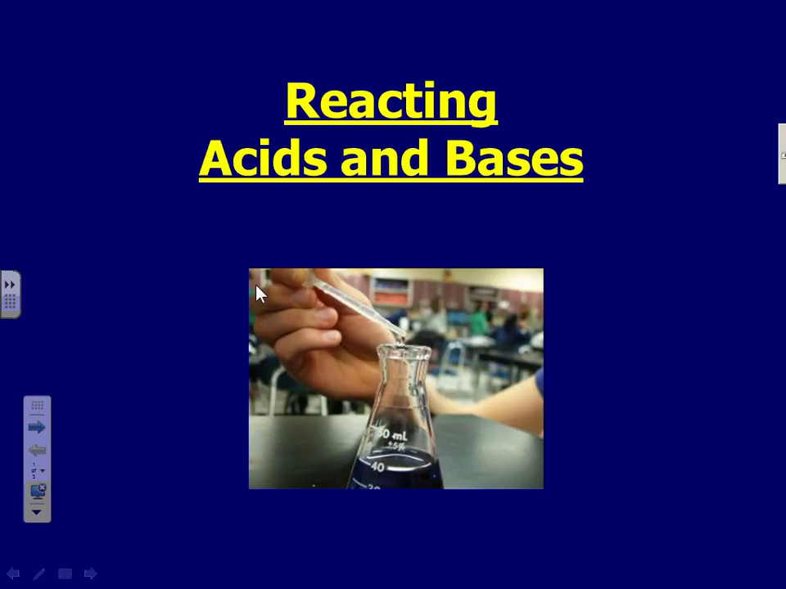So today we want to talk about reacting acids and bases together. We're going to do a similar reaction to what's being demonstrated here. We're going to have a solution in a beaker this time, not an Erlenmeyer flask. We're going to be carefully adding some acid or base to that, and we're going to try to neutralize it. So let's talk about what neutralization is.